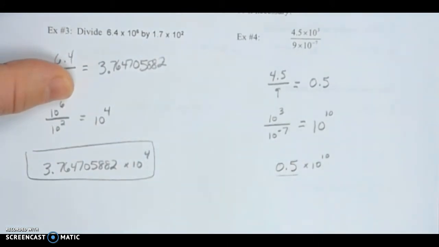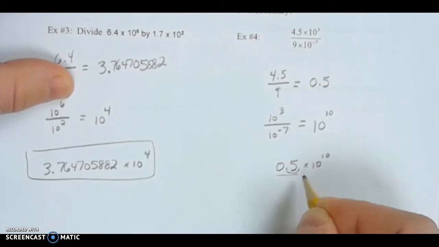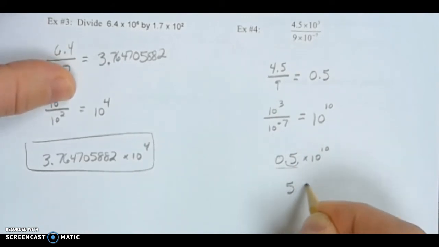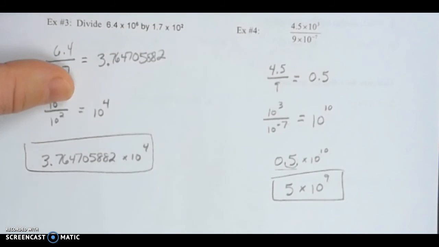But again, my first factor has to be a number between 1 and 10. And so I'm going to have to move my decimal point once to the right, making my first factor a 5, times 10. Well, since I had to move this 1 time to the right, that's going to decrease my exponent by 1. And so I'm going to be raising it to the 9th power. So I have 5 times 10 to the 9th.